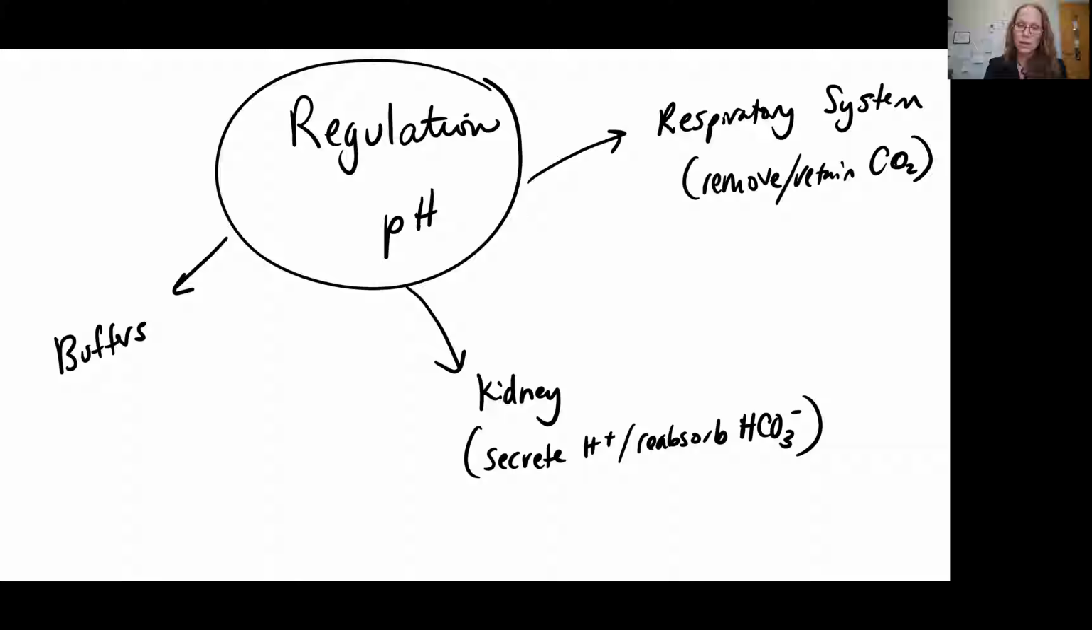Okay, so we've already said that there's 3 ways that we can regulate pH. Buffer systems, focusing in on that carbonic acid bicarbonate ion system. The respiratory system, so we can get rid of that volatile acid production just by either breathing out CO2 or slowing down our respirations and retaining CO2. And then the kidney cells can secrete hydrogen ion, and they can generate and reabsorb bicarbonate ions. So they're going to be important in maintaining a good bicarbonate ion reserve.